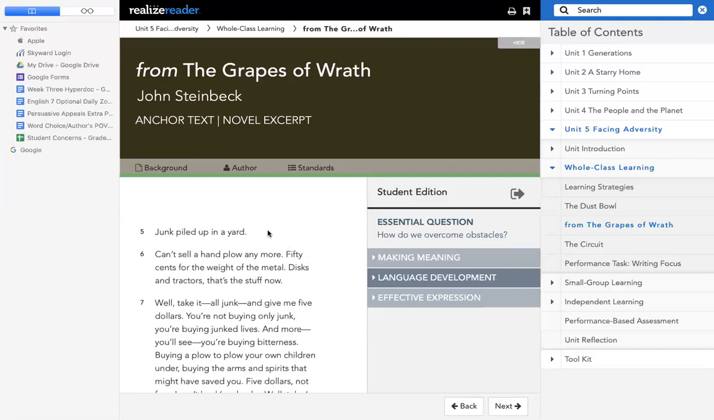Junk piled up in a yard. Can't sell a hand plow anymore. 50 cents for the weight of the metal. Discs and tractors. That's the stuff now.